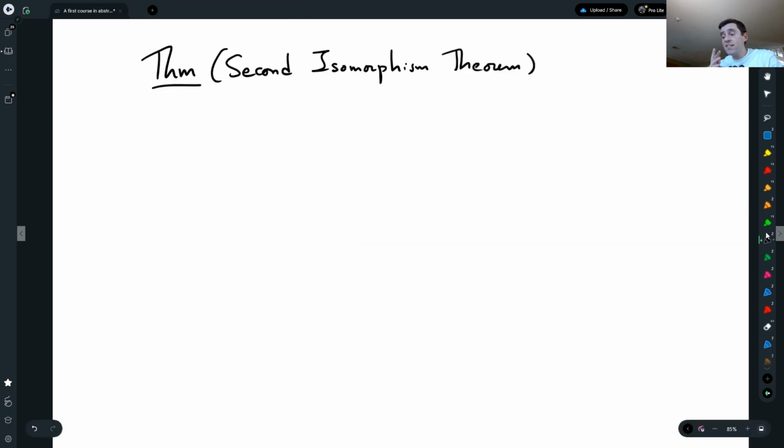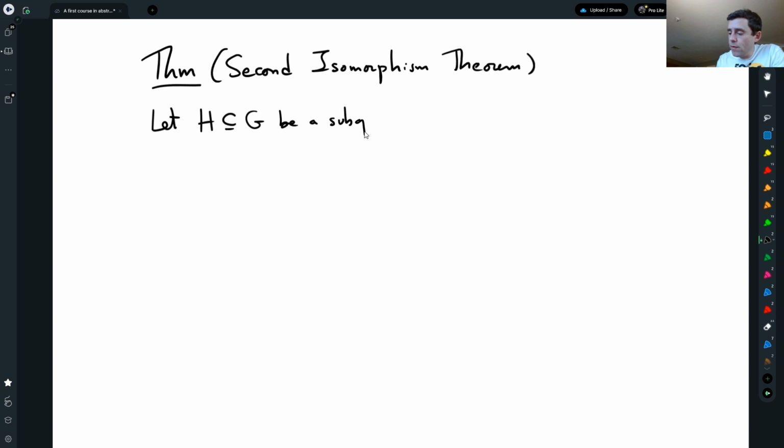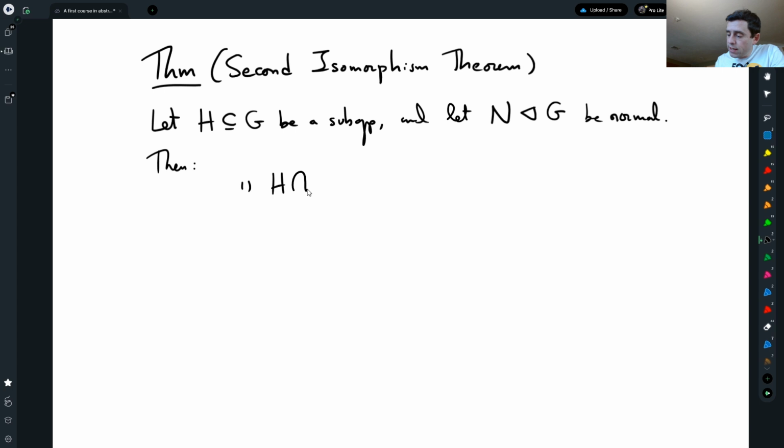Now we turn to the second isomorphism theorem. The second isomorphism theorem also has to do with a quotient, and it has to do with the following. Let H be a subgroup, and let N be another subgroup of G, which is a normal subgroup. Then, first of all, H intersect N is normal in H. Okay, that is not difficult to prove.